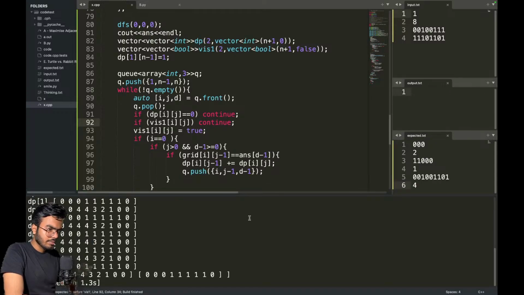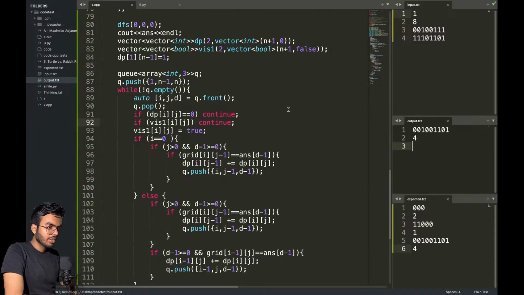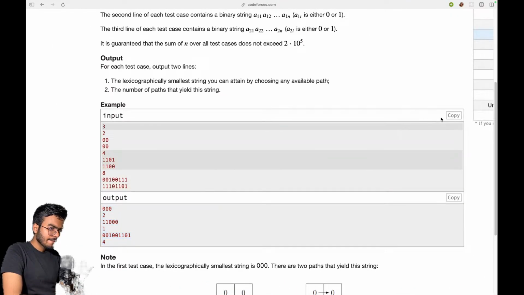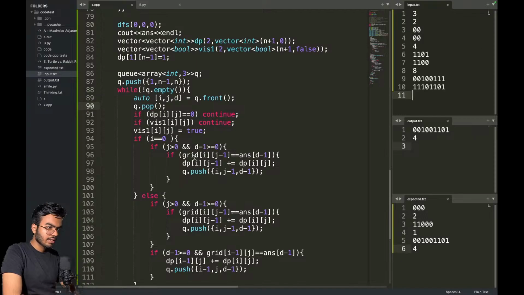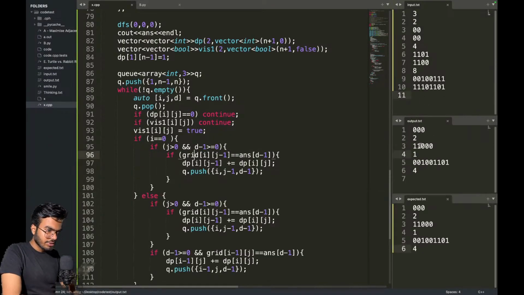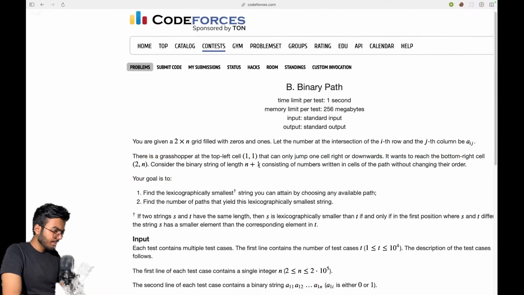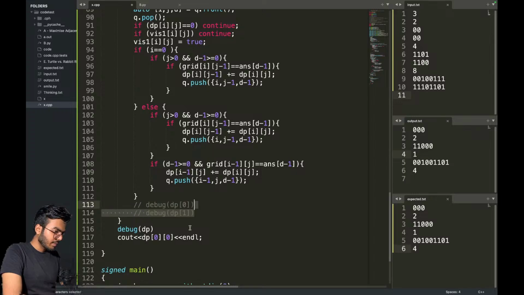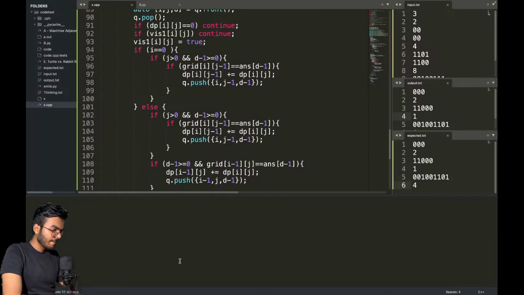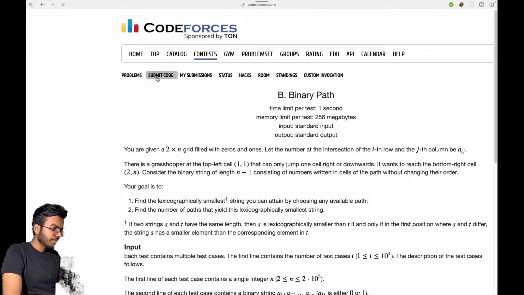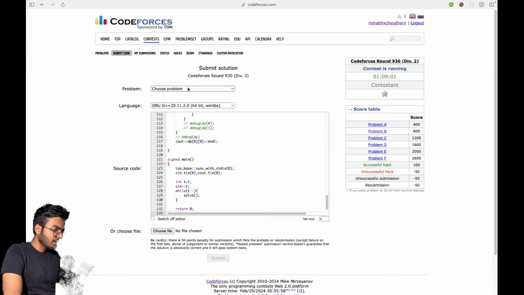Will this work now? Yeah, I think this is working now. So let's see if it is giving us the correct answers. So 0002, then there is only one path, and yeah. So I think it is working now. Let's comment these lines of debug, and let's try to submit this and see if it works. I think I wasted quite some time on this problem, but I think it was worth it.